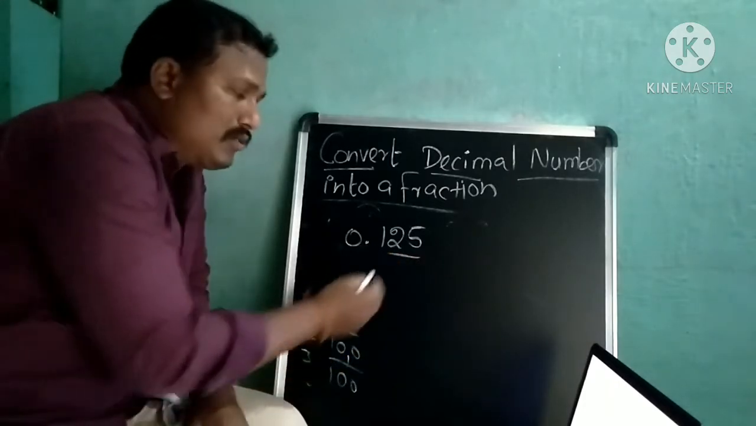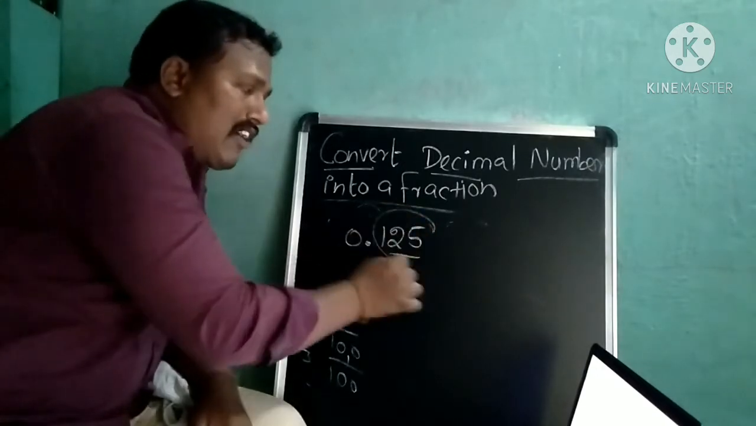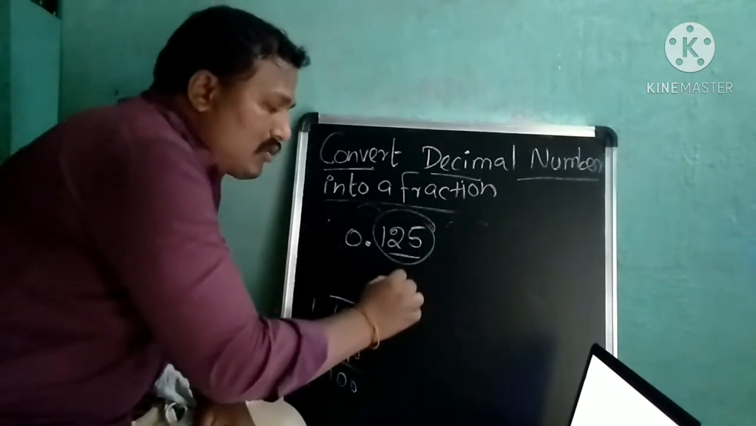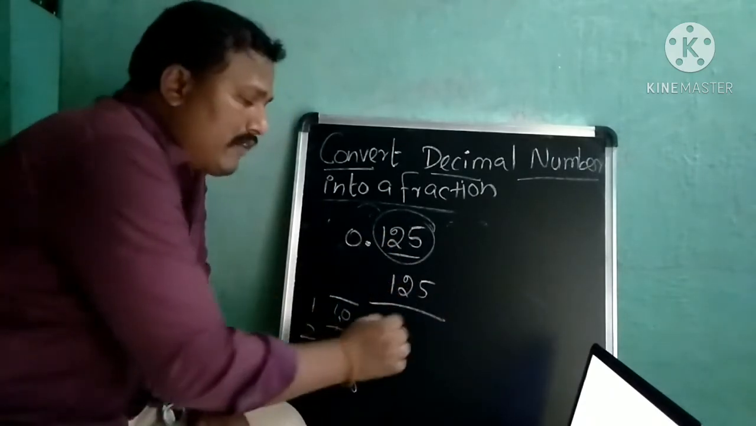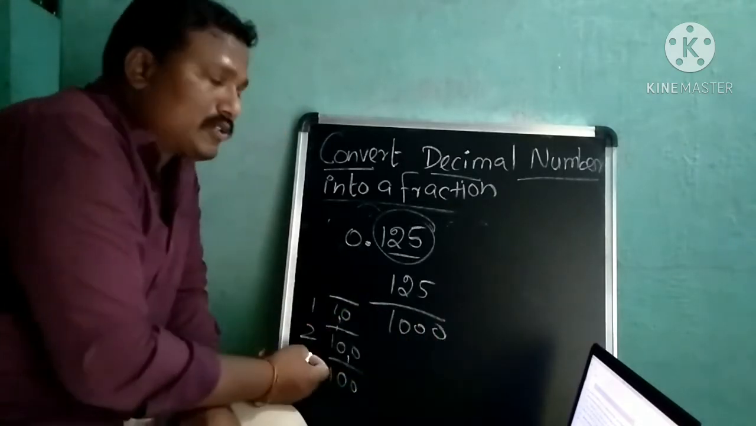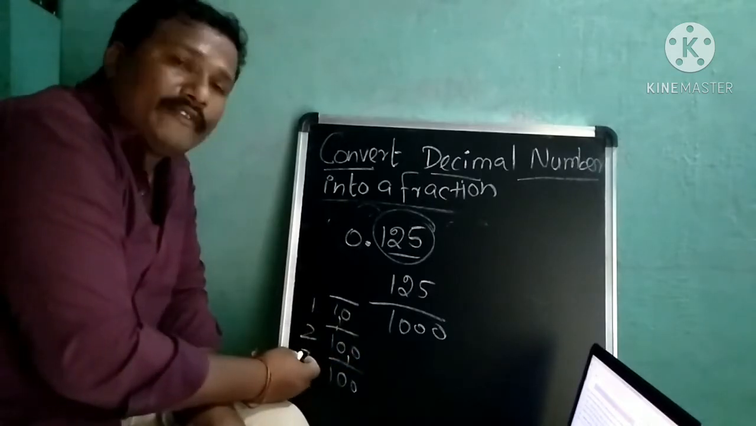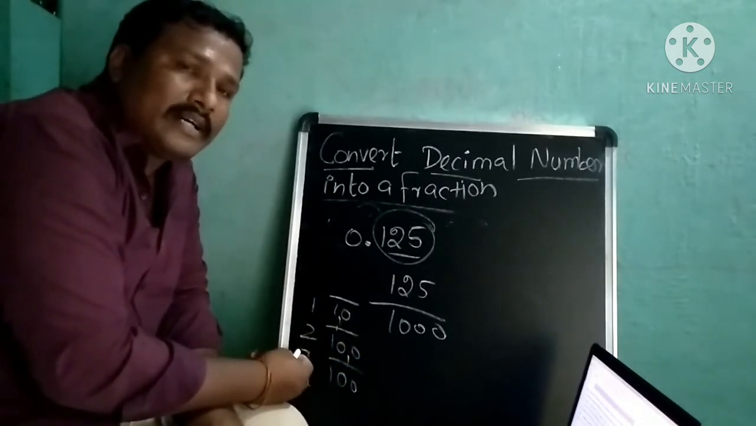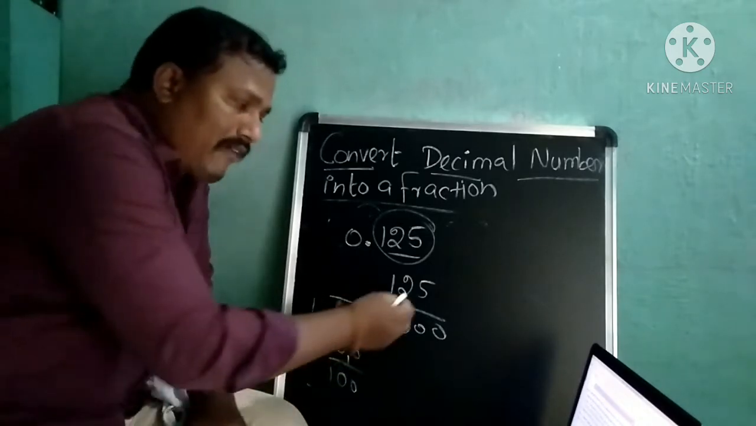What I am going to do: after the decimal point, you take all the number as a numerator. So 125 as a numerator. 3 decimal places are there, so I will take 1000 as the denominator. For this kind of number, 125 over 1000, if it is possible to simplify or reduce the fraction, you can simplify. So how do I simplify?